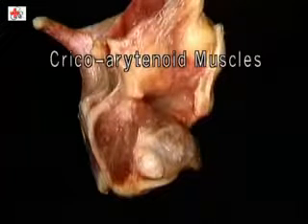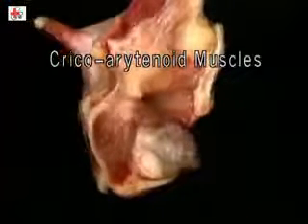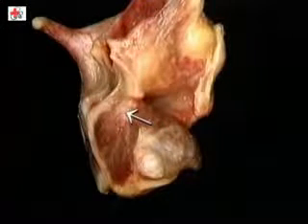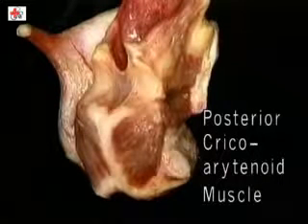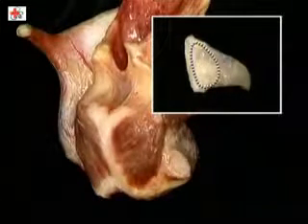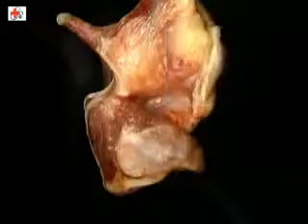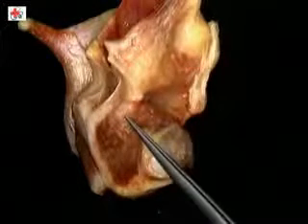The first muscles to add are the two cricoarytenoid muscles. Here's the posterior one. Here's the lateral one. They both converge on the muscular process of the arytenoid cartilage. The posterior cricoarytenoid muscle arises from here on the back of the lamina of the cricoid cartilage. The lateral cricoarytenoid muscle arises from the upper border of the cricoid cartilage. The posterior cricoarytenoid pulls the muscular process backwards.